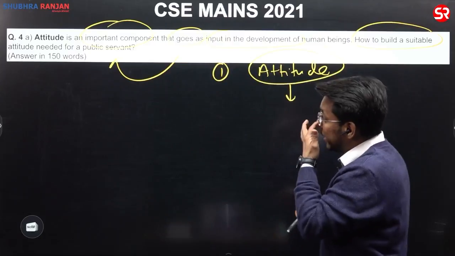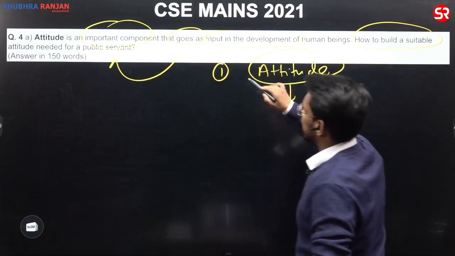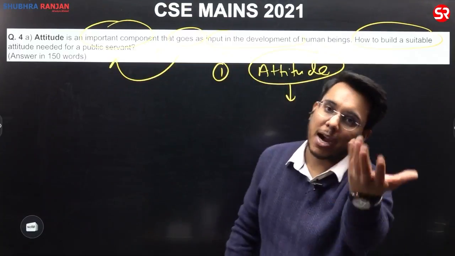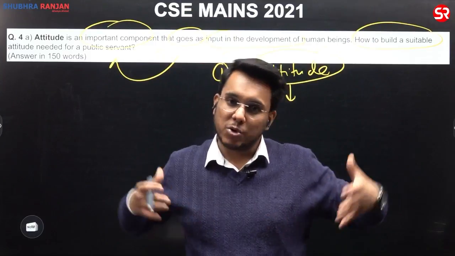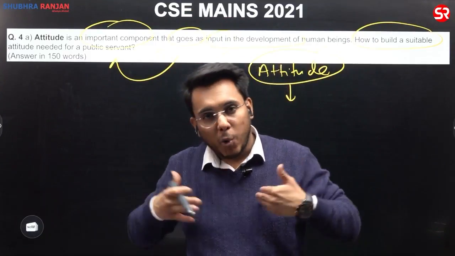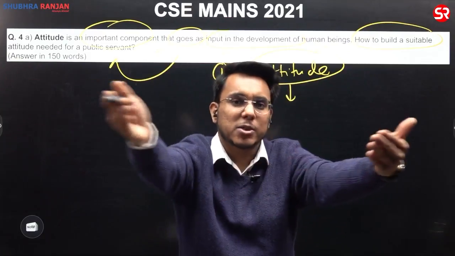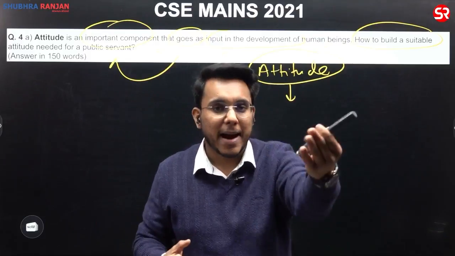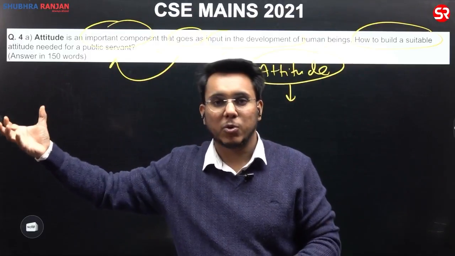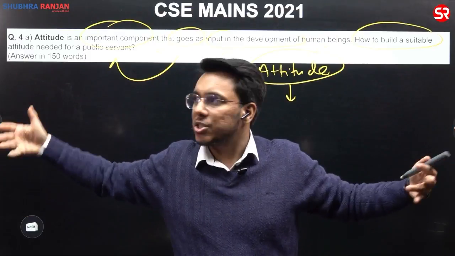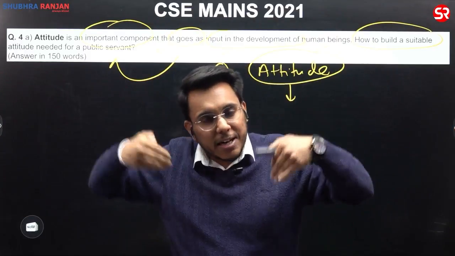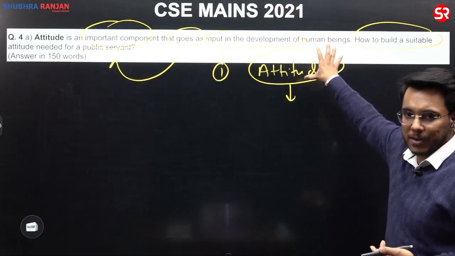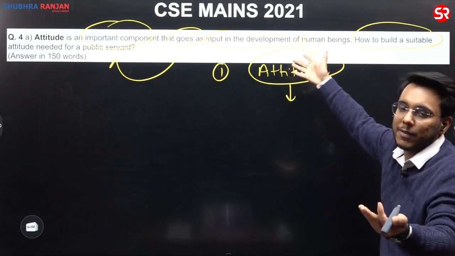Now it is said that attitude is a very important component that goes as input in the development of human beings. Now what are human beings? They are just the outcome of their attitude. Different attitudes define different personalities. What is my attitude towards women? Towards the notion of caste? Towards the marginalized sections? Towards different religions? It will define my personality. So attitude is an important component that goes as input into the development of human beings. Favorable attitudes will make a favorable personality.